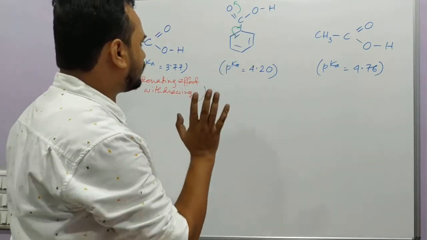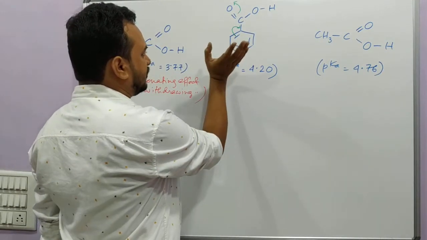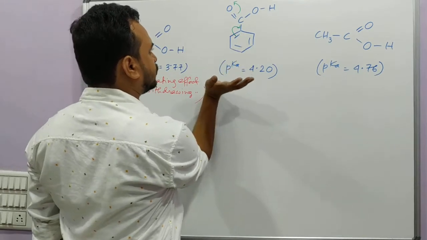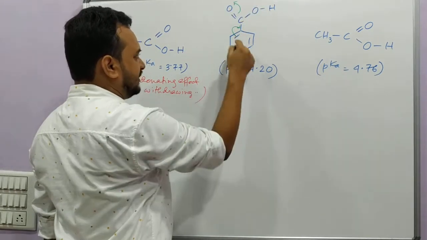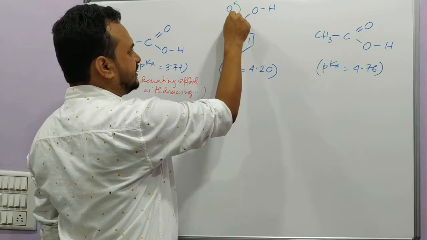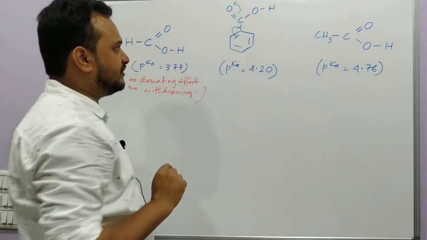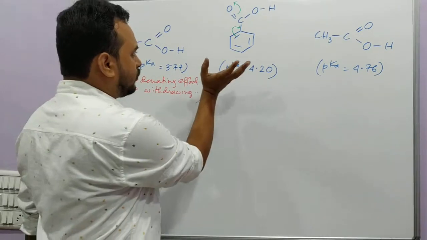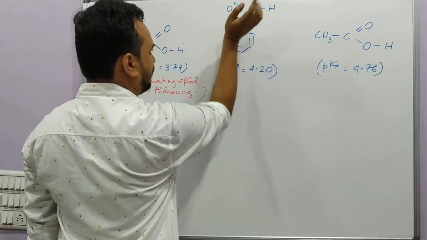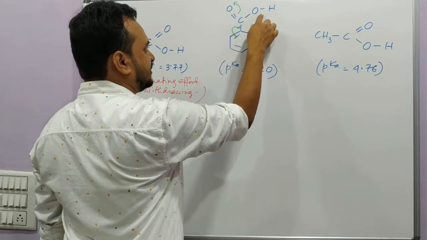So whatever you call, the thing is the electron density is going from the ring towards the carboxyl group. That means this group is reducing the polarity of this OH group because it is reducing the electron deficiency of the carbon. So any group which actually donates electron to this carboxyl carbon makes this bond less polar.